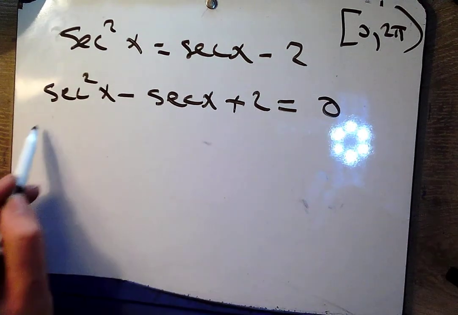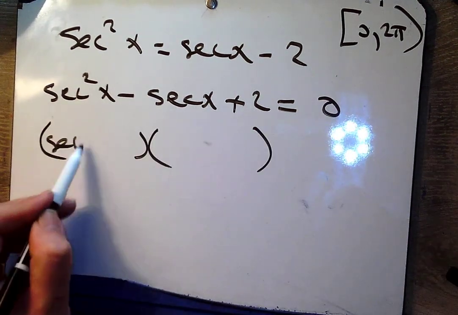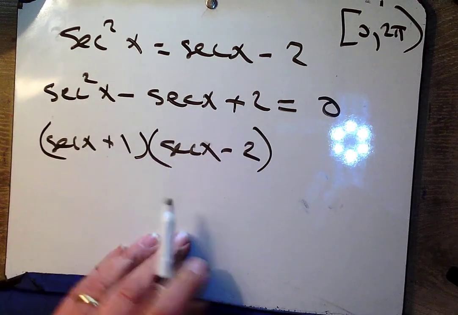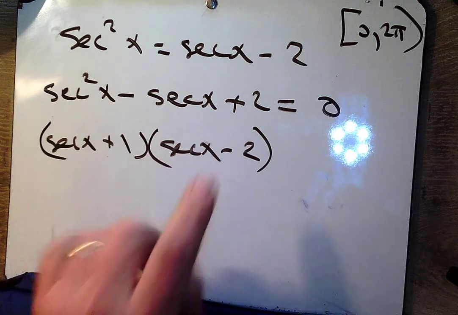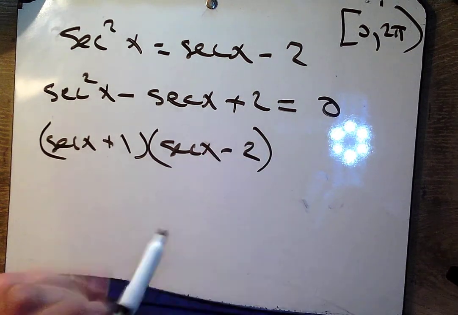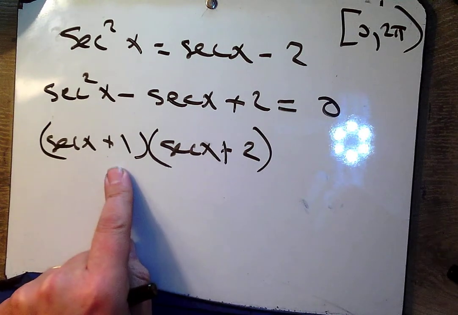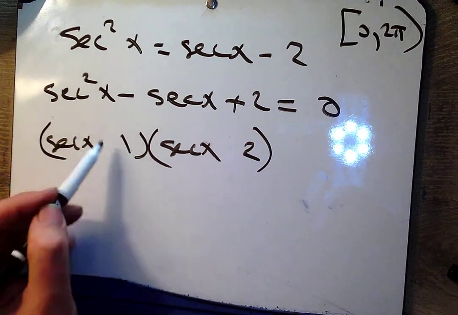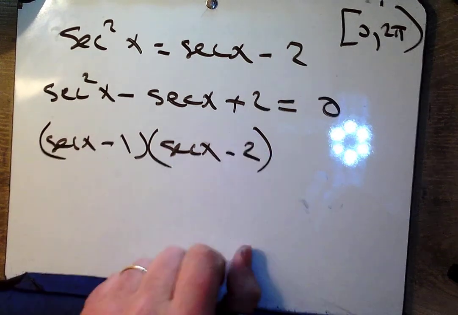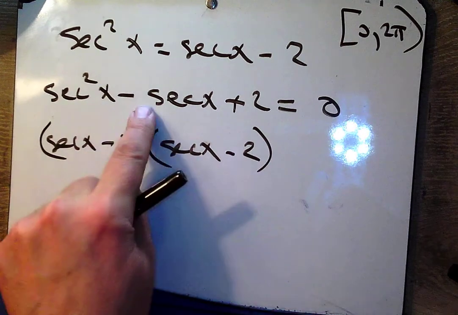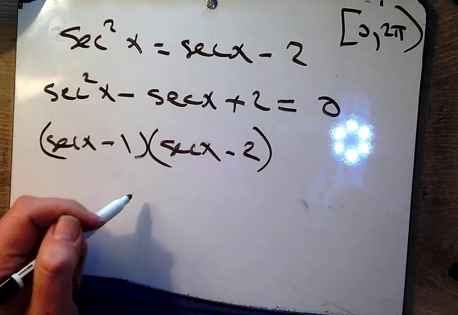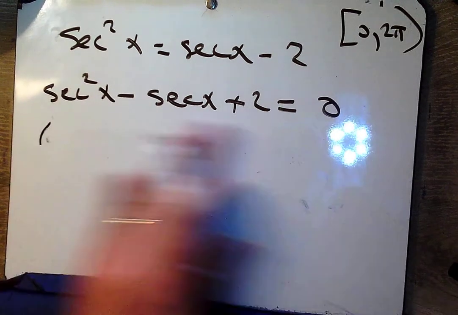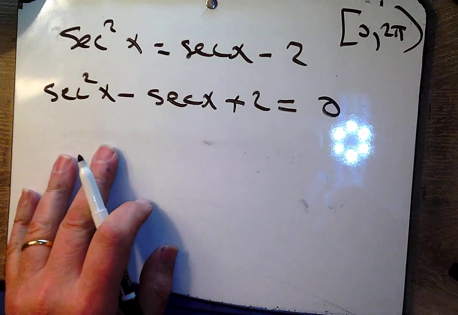And so, does that factor? Secant x minus 2 plus 1? No. In order for this to be plus, these have to be the same sign. But that gives me plus 3, and I need minus 1. What if I make them both minuses? Minus times minus makes plus. If that's minus 1, minus 2 is minus 3. And I don't have that. So how could I do this? Yeah, I can't seem to factor here.